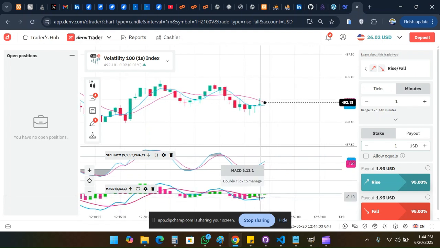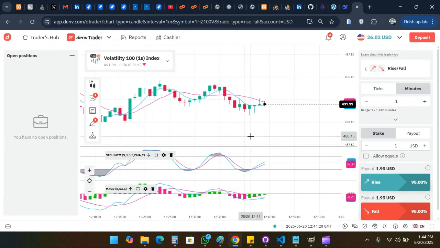Now here, our MACD also is about to cross above, so we will wait. We can enter, but sometimes the market can play tricks. It can come down, do as if it wants to go up. So let's just enter. I'm going to enter one trade now with this setup.